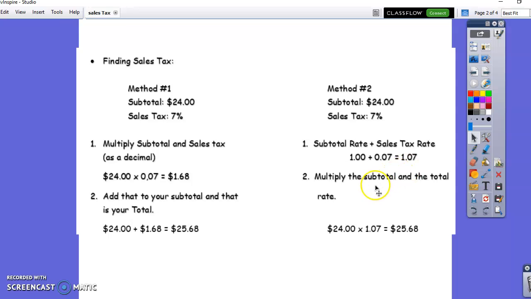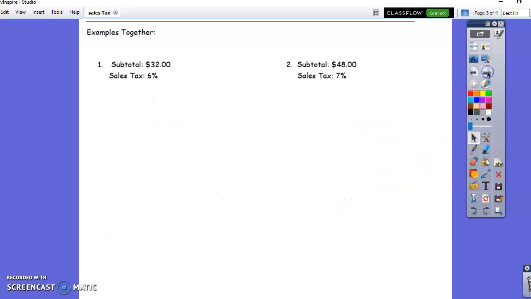And so to find out your total bill, you just take your $24 times your tax rate, which is 1.07, and you also get 25.68. So as you can see, you get the same answer either way. It just depends, number one, on which way you feel most comfortable doing it, and number two, maybe what the question is asking. If the question is asking about your sales tax and your final bill, you might want to do the first method. If it's just asking you for the bill, you could pick method 2. So we're going to try both of these together.